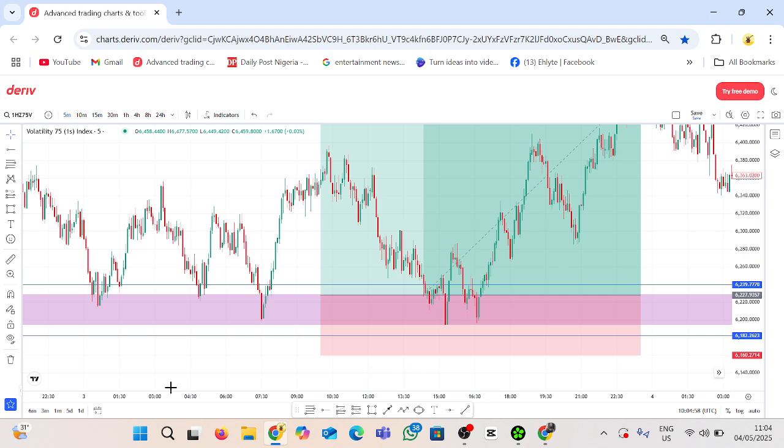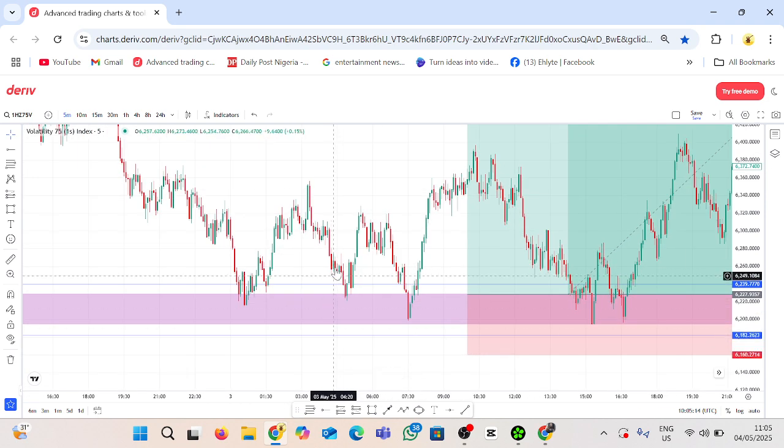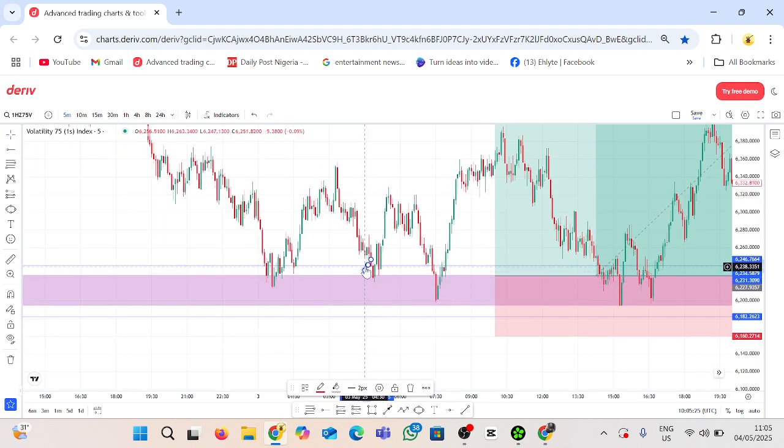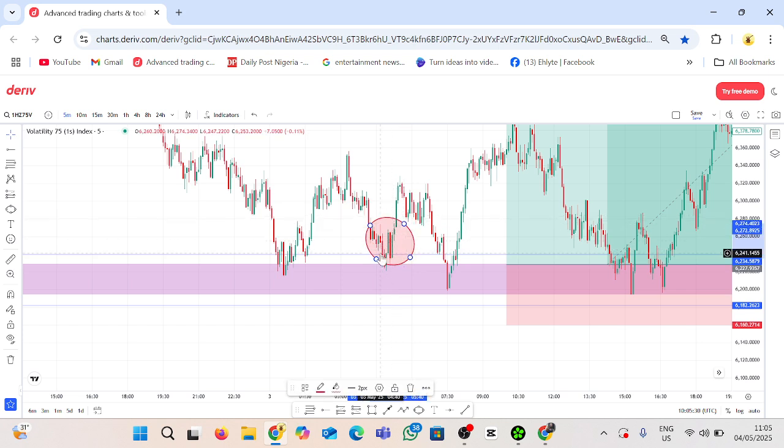So price was tapping into this demand level, but it wasn't giving a clear confirmation. This was the first confirmation it gave, but you see, this is not valid because it didn't engulf this candle. This confirmation wasn't valid, so I let it go. So when price came here, it gave a clear confirmation. I didn't take that confirmation because I wanted price to come into the zone very well before I took my buy.